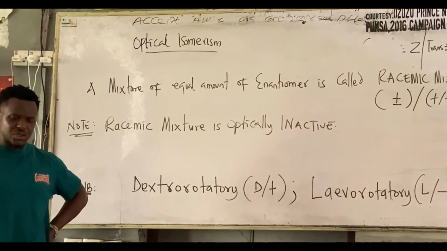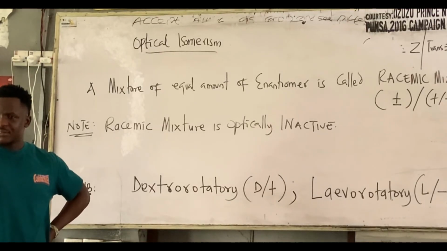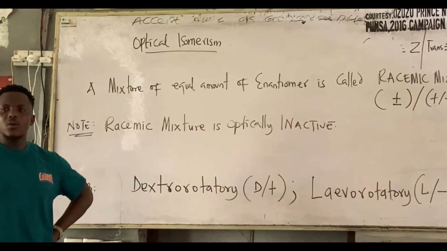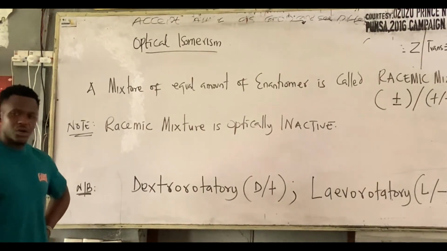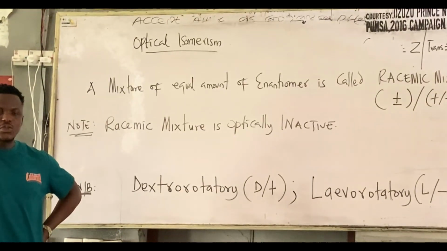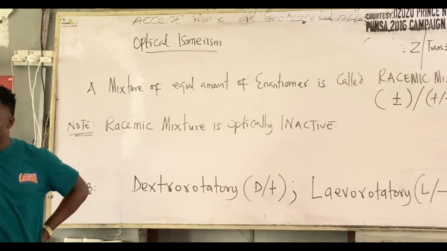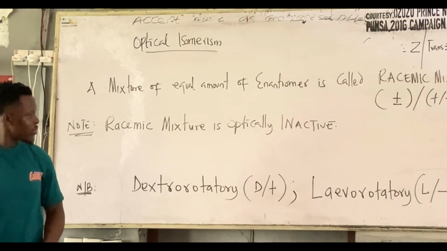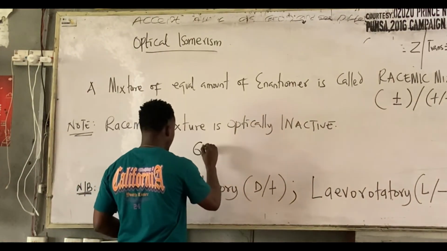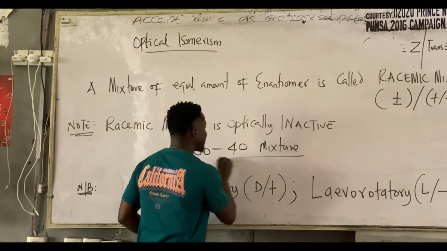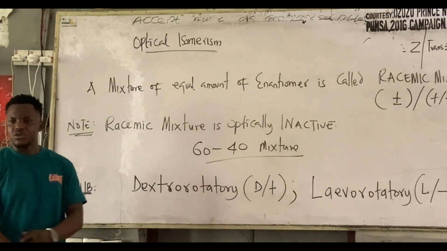Have they made mention of R and S in class for you guys? So now look up. A racemic mixture can only be a racemic mixture if the two are in equal amounts: 50% of this and 50% of this. If I have a 60-40 mixture, can this be considered a racemic mixture? No.